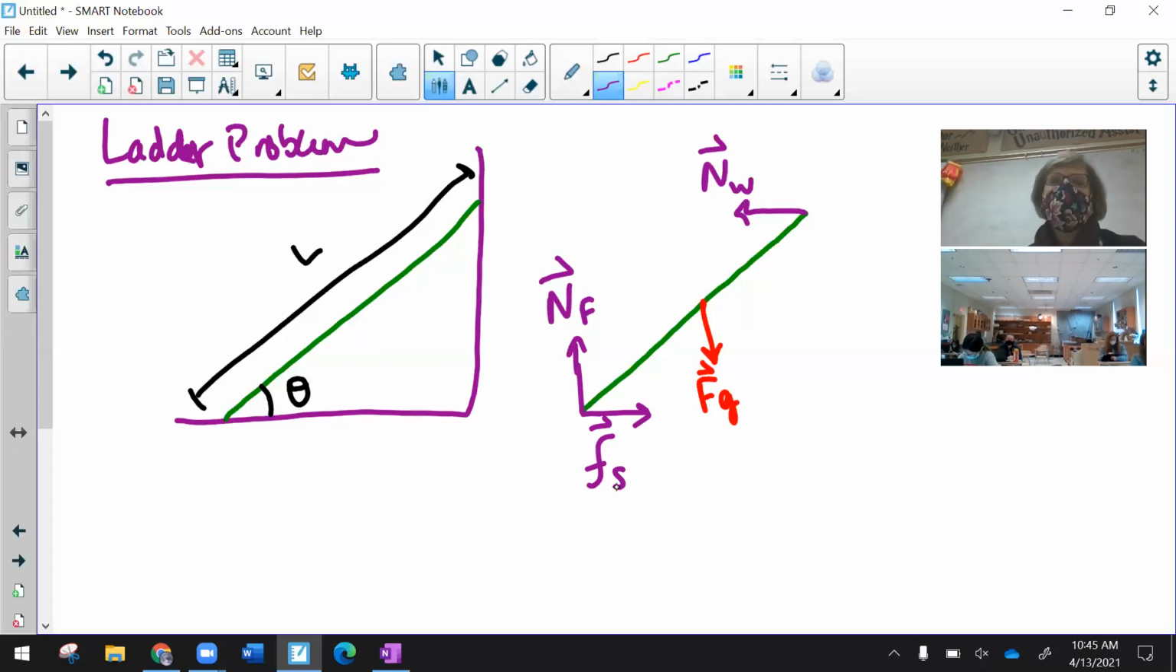All right. And I do still have down here this angle theta between my ladder and the friction force, which is still going to be theta, because the friction force is going to go along the surface of the floor, because friction forces go along the surface. Okay. We good? Okay.